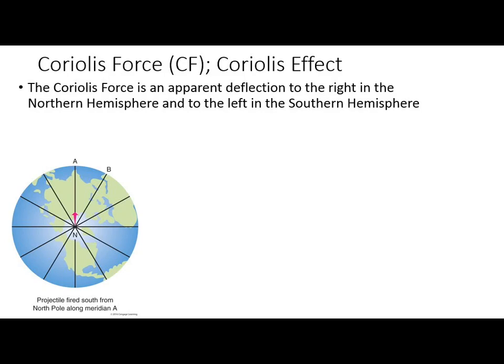These first two figures kind of go together. Now, here's the deal. We're going to take something at the North Pole, and we're going to send it along one line of longitude. So it's going along line of longitude A. It is, but it isn't. It's in the air, okay? Air is in the air. So this is not on the Earth's surface. The Earth is rotating underneath that trajectory thing, okay?